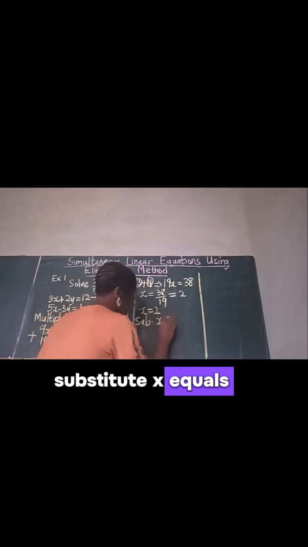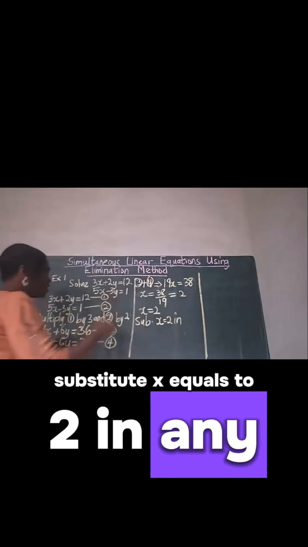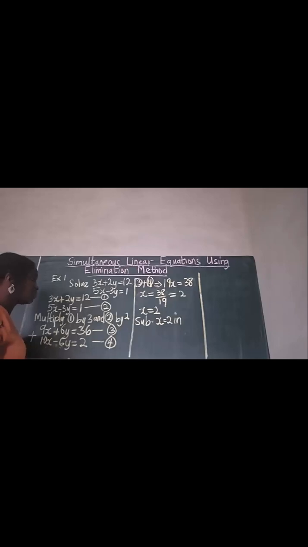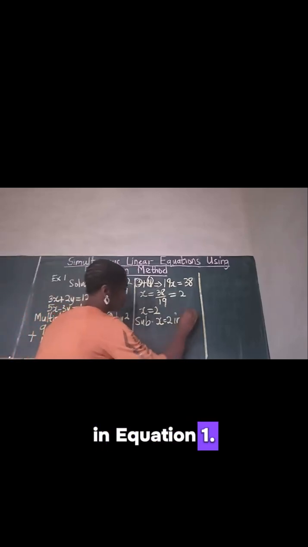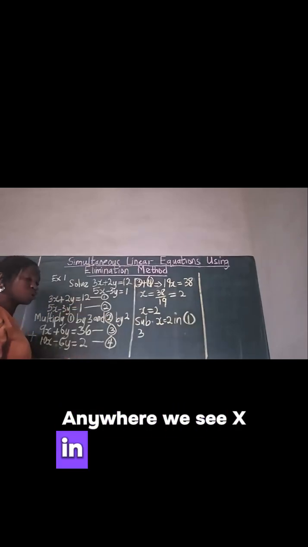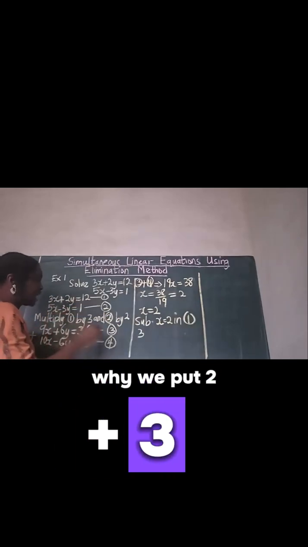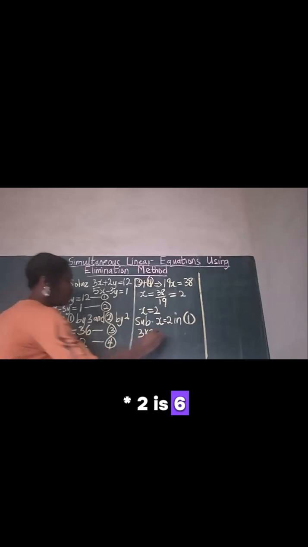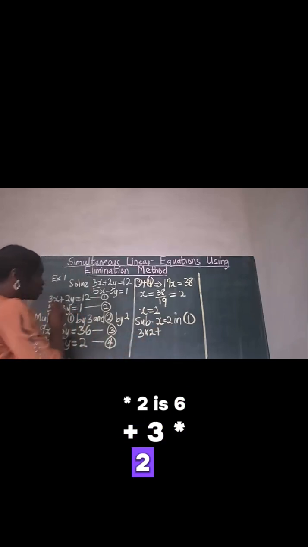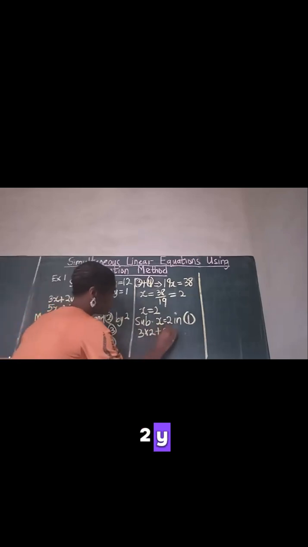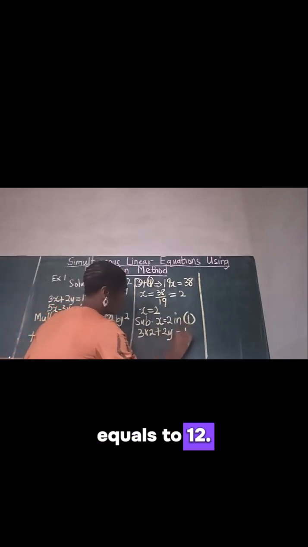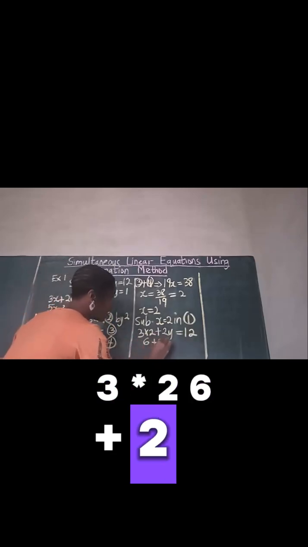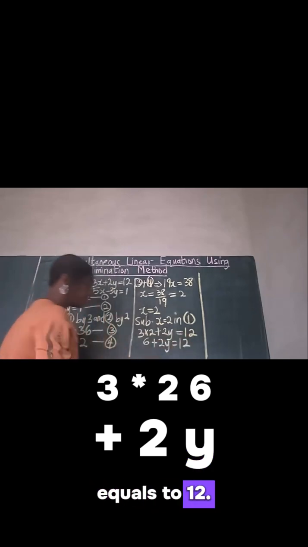Substitute x equals 2 in any of these equations. Let's substitute it in equation 1. So anywhere we see x in equation 1, we put 2. So that's 3 times 2, which is 6, plus 2y equals 12.